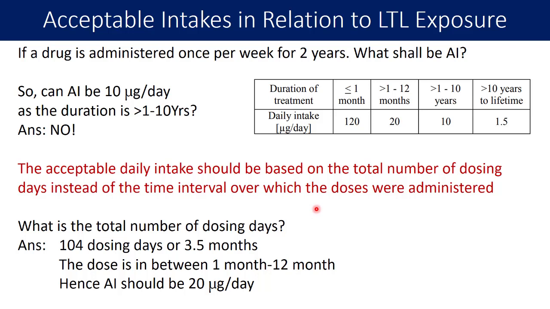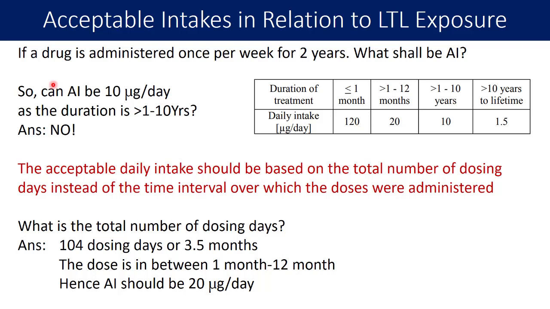So now you understand that the total number of dosing days is 3.5 months. So which limit must you follow? The dose is in between 1 to 12 months, and hence you must follow the 20 micrograms per day acceptable intake for the given impurity. I hope you understand this.